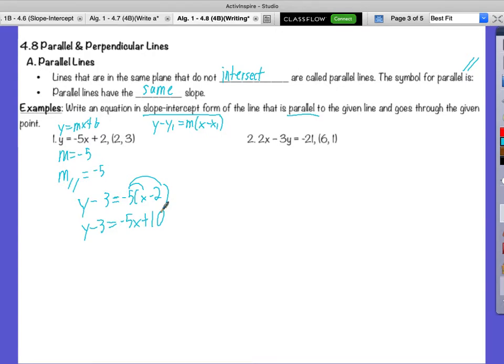You have to add 3. Okay? So we have y is equal to negative 5x plus what number? 13. Okay? So did we write the equation in slope-intercept form?